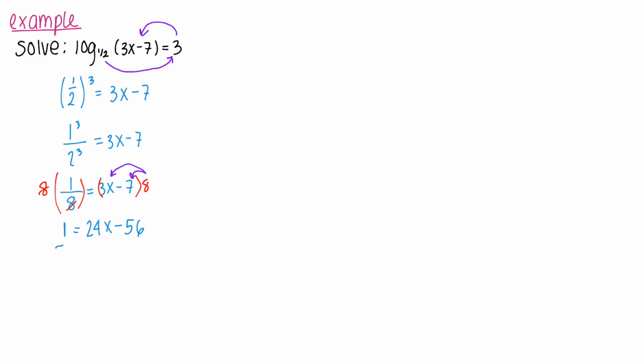Adding 56 to both sides, I'm going to get 57 equal to 24x. Divide both sides by 24, and you get 57 over 24. I need to make sure that when I plug it into 3x minus 7, it gives me a positive number. So 3 times 57 over 24, which actually can be reduced. This can be reduced down to 19 over 8. Anyway, 3 times 57 over 24 minus 7.